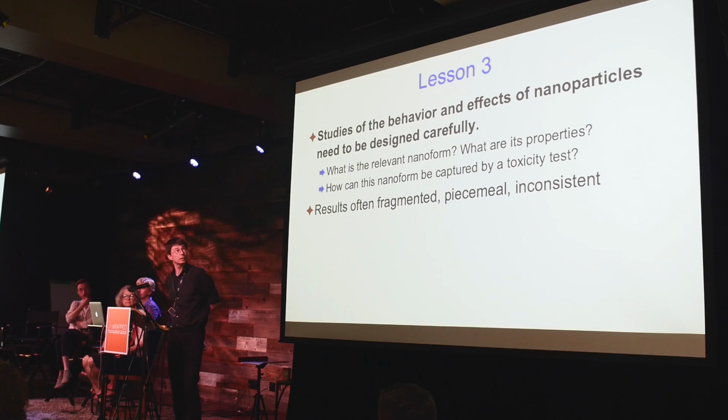The third lesson was this one, that the studies were often carried out in a way that didn't generate meaningful results, and that's exactly because people didn't really know what the relevant nanoform or nanoforms are that they should have characterized and investigated. They didn't. So others could not really use the results because they didn't know what the results were made from.